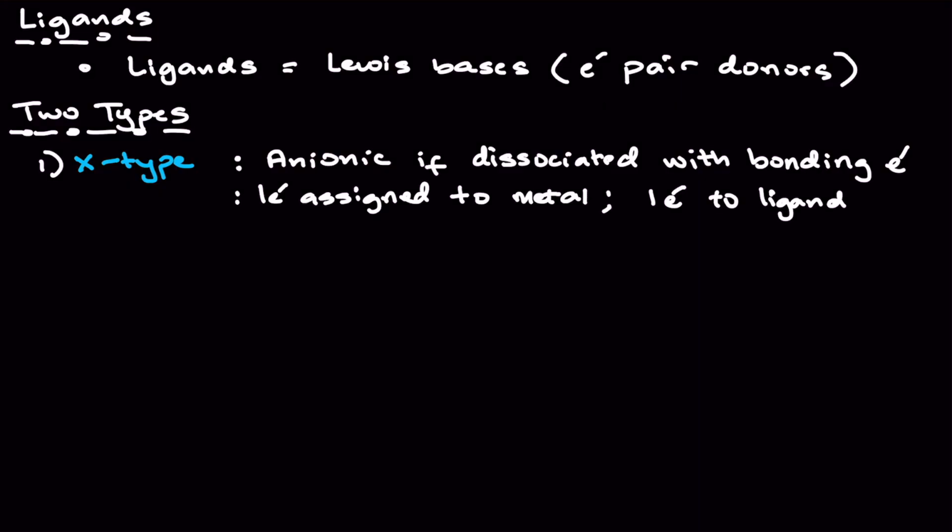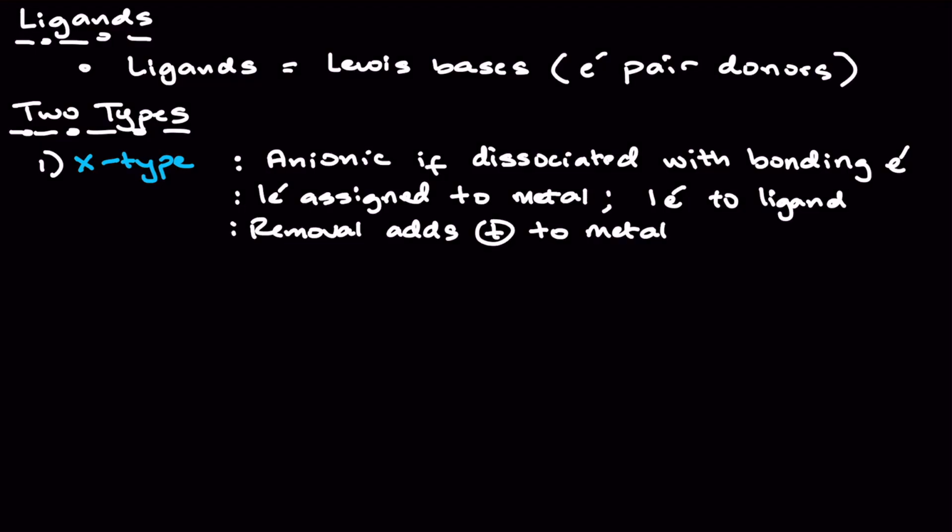When we think about the bonding of this particular X-type ligand, we consider it as a typical covalent bond where we assign one of the two electrons to the metal and one of the electrons to the ligand. Such that if you then take the two electrons away in your hypothetical dissociation, the ligand is left with a negative charge and the metal is left with a positive charge, because we've technically now taken an electron away from the metal. So let's look at an example.